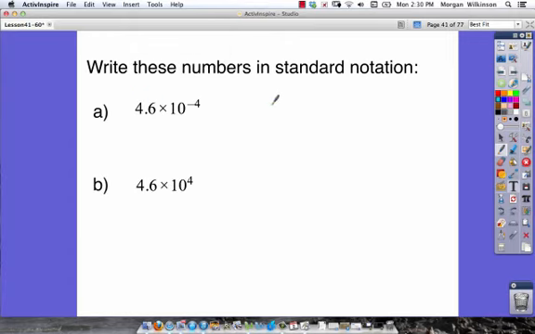Alright, write these numbers in standard notation. So if we want to write them in standard notation, we're taking scientific notation and changing it back into the whole number written with all of its zeros.